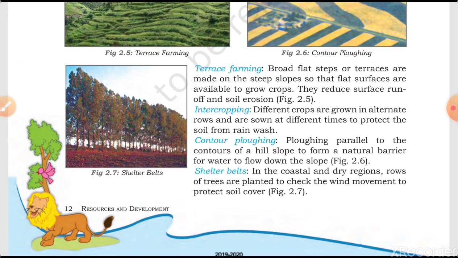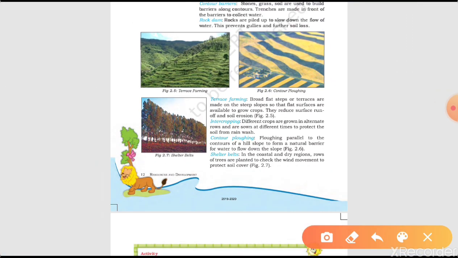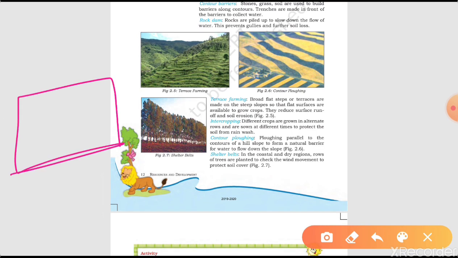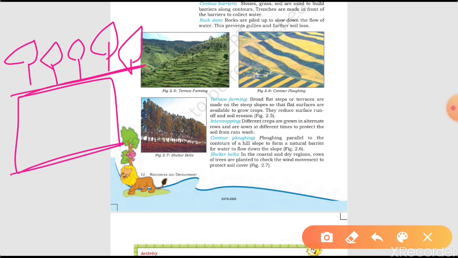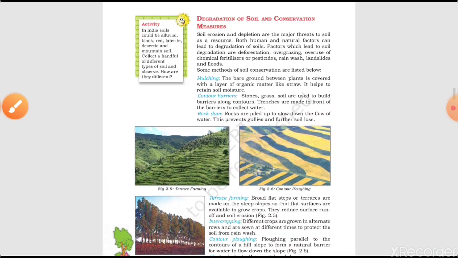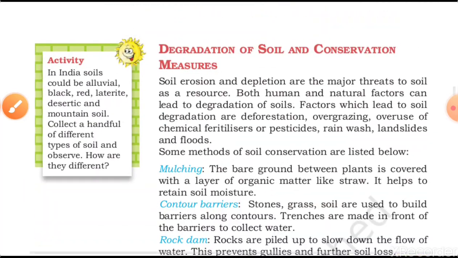Next topic is shelterbelts. What are shelterbelts? Around the field, the farmer grows certain trees in a row. When the trees are grown in a row, what will happen? The roots of the trees will bind the soil, and hence it will help in the prevention of soil erosion. So these are the methods of conservation of soil.